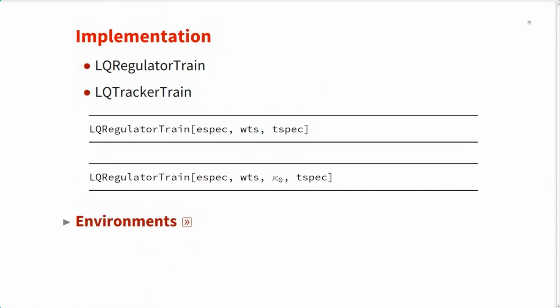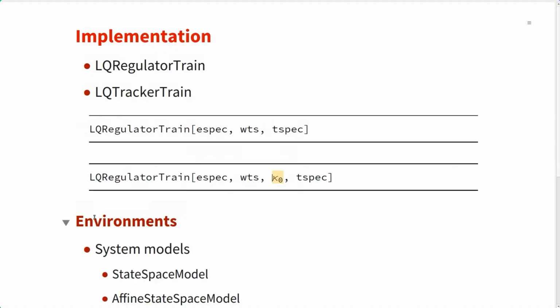Okay, so this has been implemented in two functions. One is the regulator gain. I basically went over the regulator method in the previous slide. The tracker is almost similar. It just has what's called the augmented states instead of the states of the system. And this is the usage syntax. It's just like the other design functions. For this LQ regulator gain, we give the specifications of the environment, the weights, and the time specification. And we need an initial estimate of what that controller gain is. If it's not given, it's assumed to be 0.